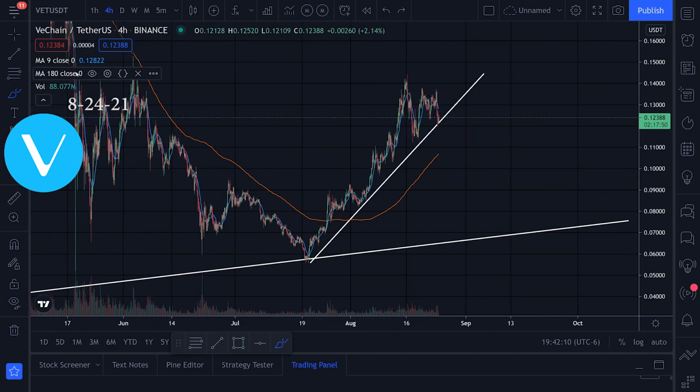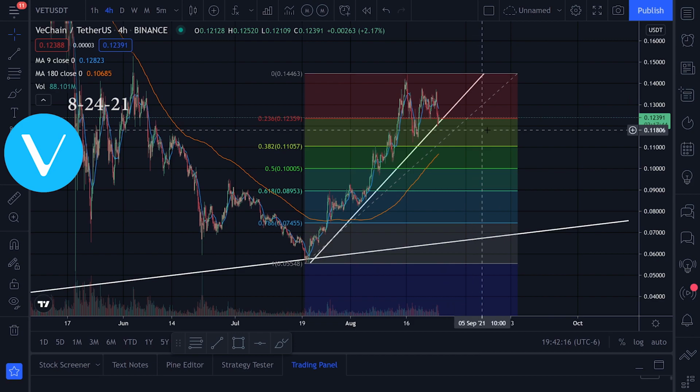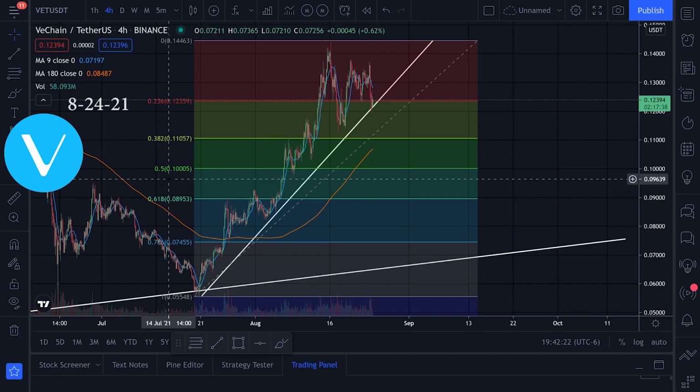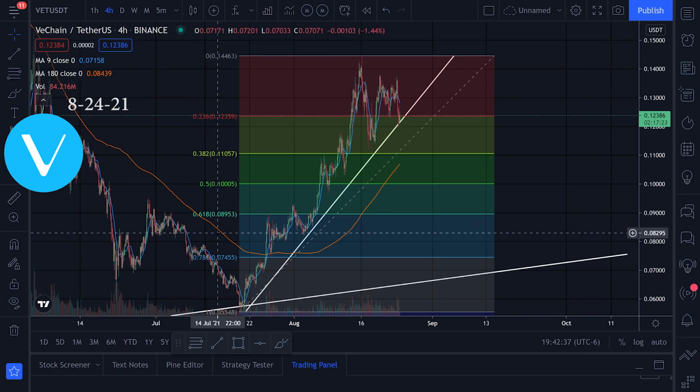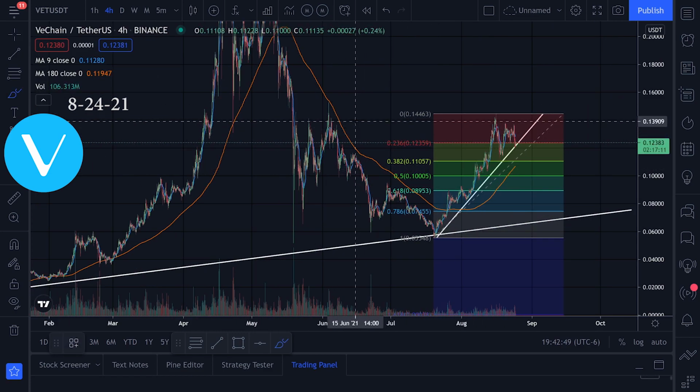So I'm thinking, well, we could do the Fibonacci retracement from the bottom to the top, something like that. And we're looking at targets: maybe the 38% level is at .1105, the 50% level is .10005, and then the 61% level is around .089. As far as resistance levels and stuff like that goes, I would have been probably targeting right here.